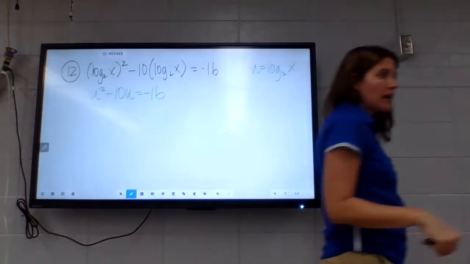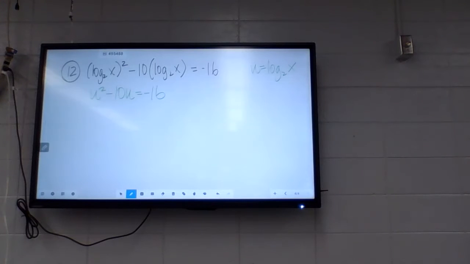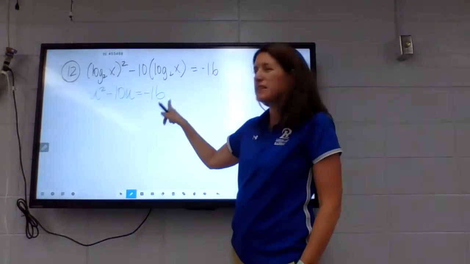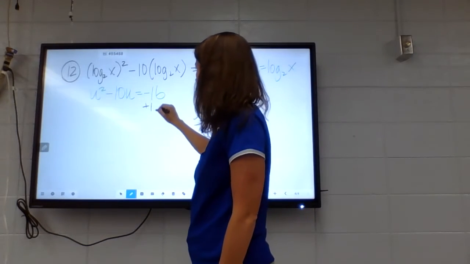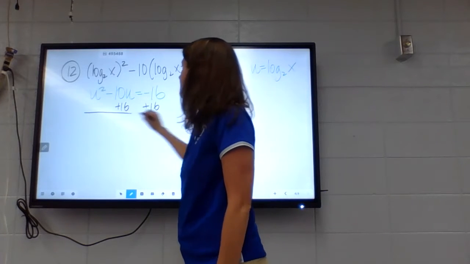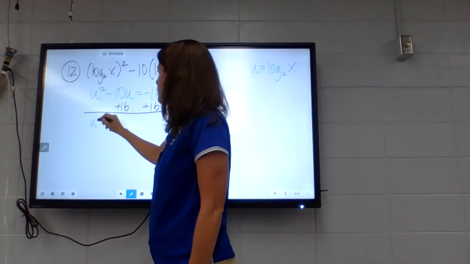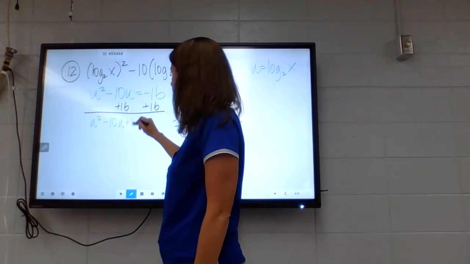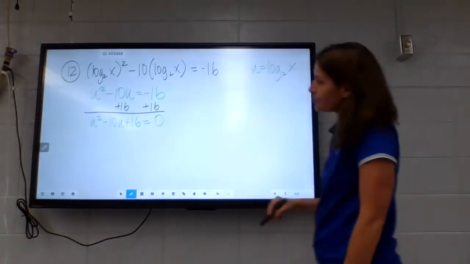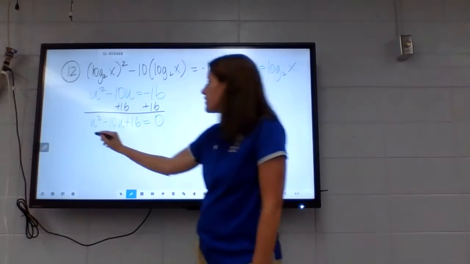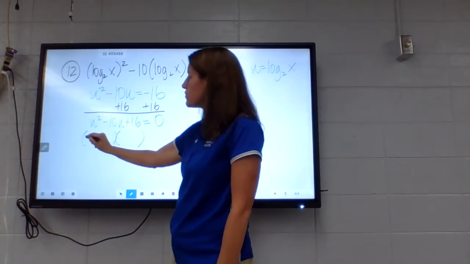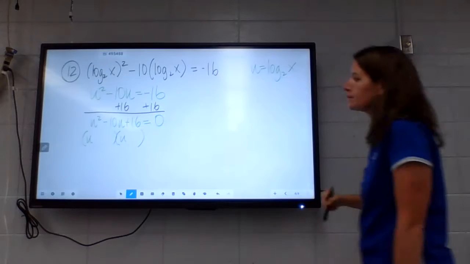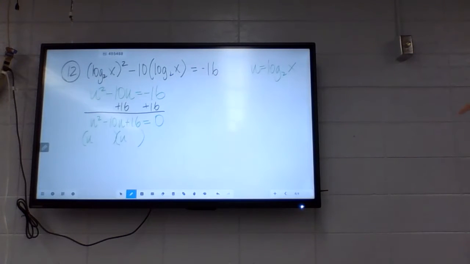So once I get there, now I need to solve this. I need to solve it as if I was solving for u using factoring. So we're going to put this 16 back over. I want it to equal 0. So I get u squared minus 10u plus 16 equals 0. So we want to factor this. Since I know it's u squared, it has to be u and u. I want to multiply to get 16, but add to get negative 10.